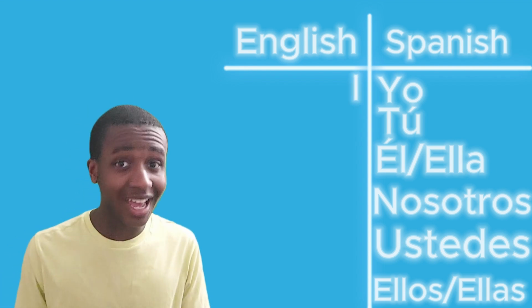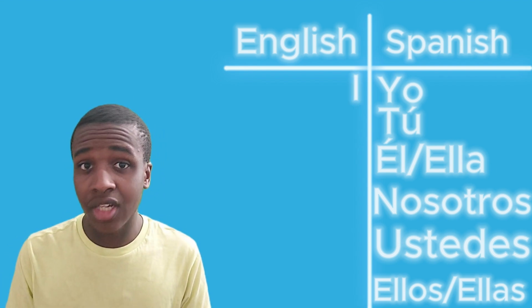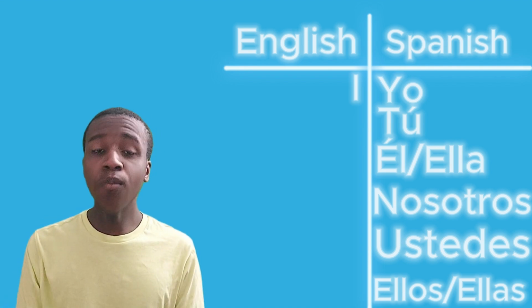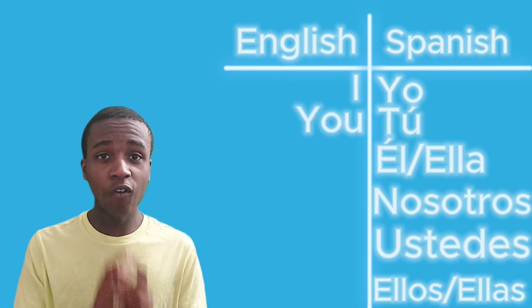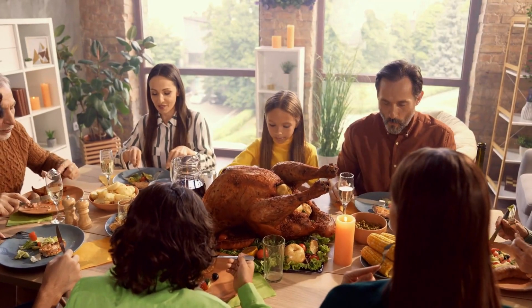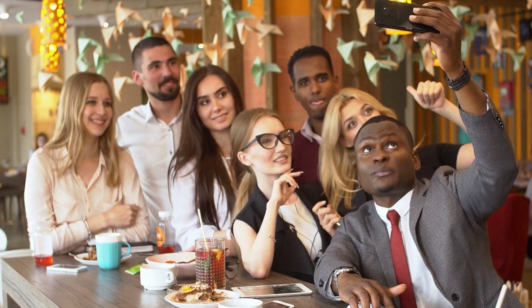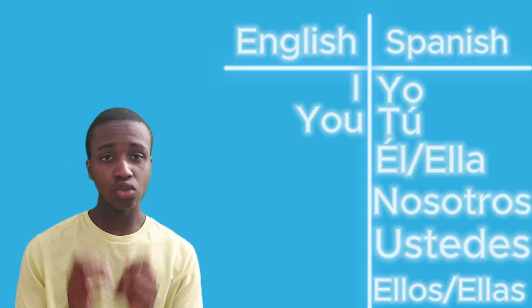So now the first is yo. Yo means I, okay? So let's say for the verb ser, we already reviewed that. So it would be yo soy, right? I am. So now you got tú. Tú means you. It's the informal version of saying you. So you can say this to your friends, your family. You can say this to anybody that you know very closely, okay? So you can use tú, right?